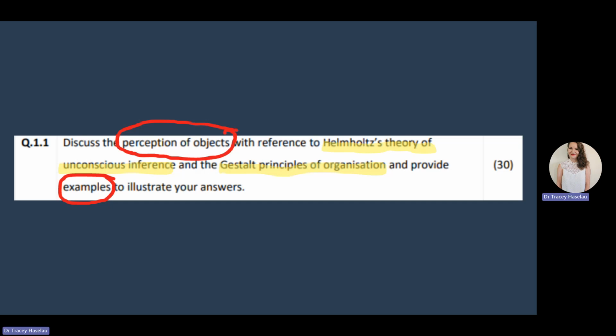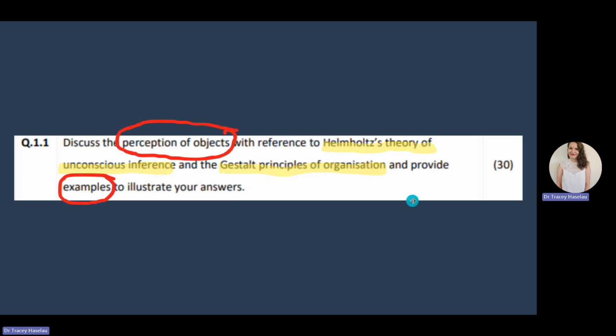So I can break this down. I'm going to work backwards. I've got 30 marks to work with here. I've got to do a couple of things. I know that I have to talk about this theory. I have to talk about this theory. And I have to give examples. Okay, so I got 3 things. 30 divided by 3, 10 marks is going to go there, 10 marks is going to go there, 10 marks to my examples. So if I forget to give examples, I'm losing a whole 10 marks.